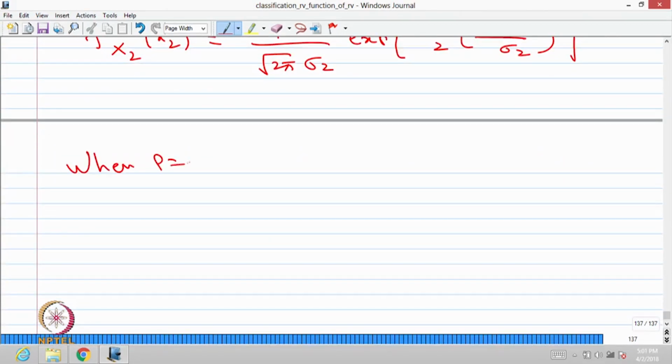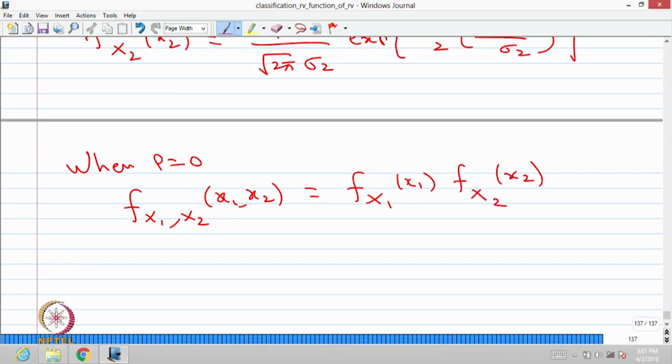That is, when rho is equal to 0, the joint probability density function of the bivariate normal distribution ends up as the product of the probability density functions of normal distributions. This is a very important result in the sense that when rho is equal to 0, that is, the correlation coefficient is 0, we are getting an independent relation. If they are independent, then the joint probability density function is going to be the product of the probability density functions.